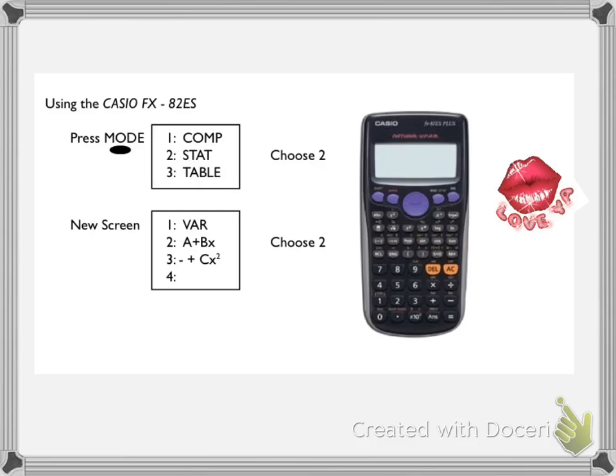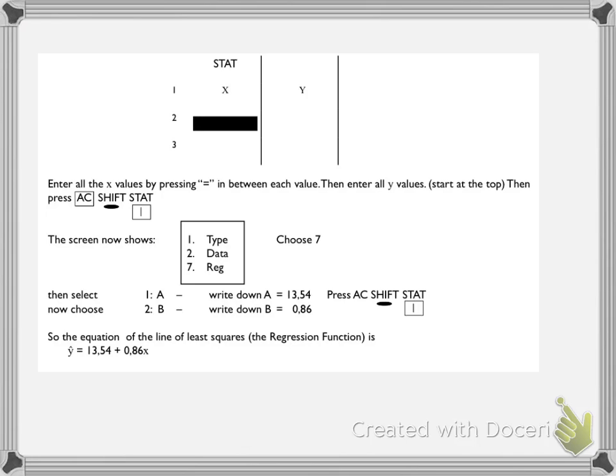That'll take you to a new screen where you're looking for the a plus bx. Note the order of those letters. Remember, when you find a just now, following through your steps, that's going to be the y-intercept of your line, and your b is going to be your gradient. That will take you to a screen that looks like this. You should have seen that screen before. I'm sure we've worked with it in different sections.